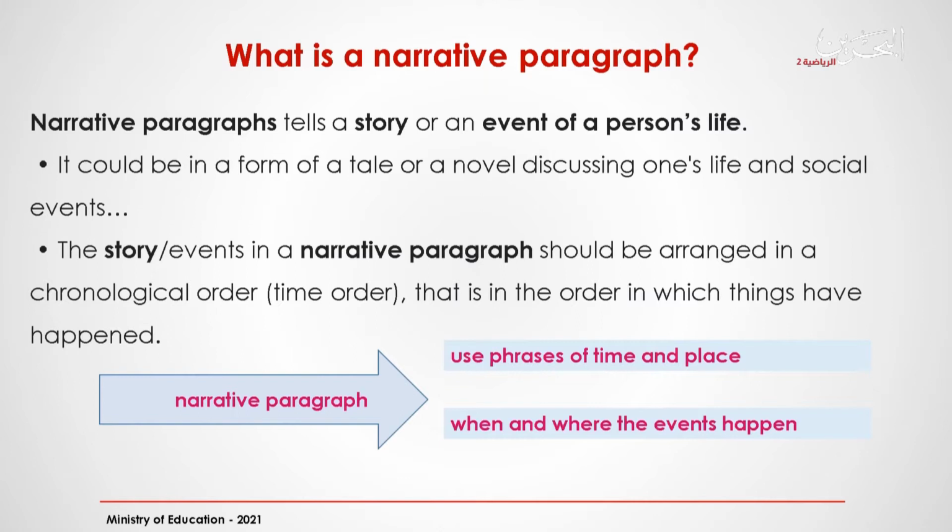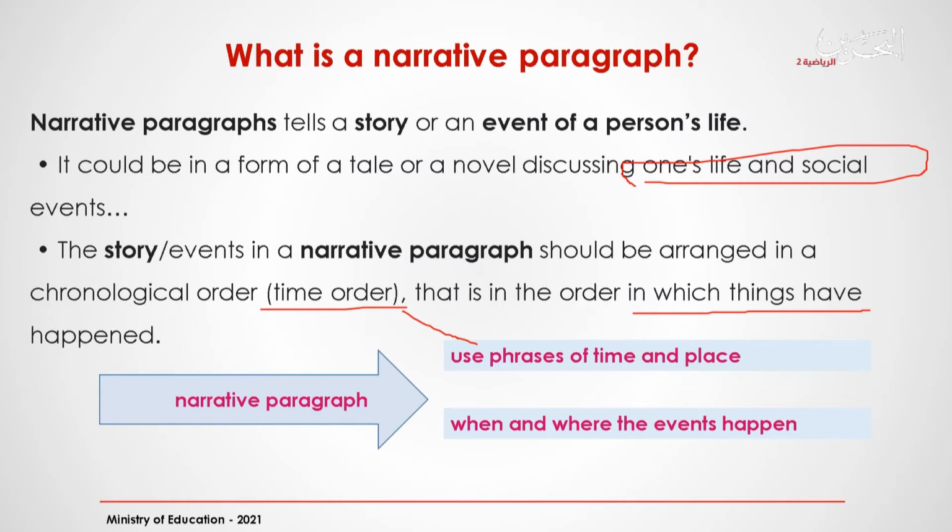So when we talk about a narrative paragraph, we are referring to two main things. The first thing, using the phrase of time and place. The second, when and where the events happen. So what are we talking about here exactly? We're discussing the time order, so we use the phrase of time, and the order in which things have happened. So we're talking about the place, the when, and the where. Things happen to a person's life or social events.